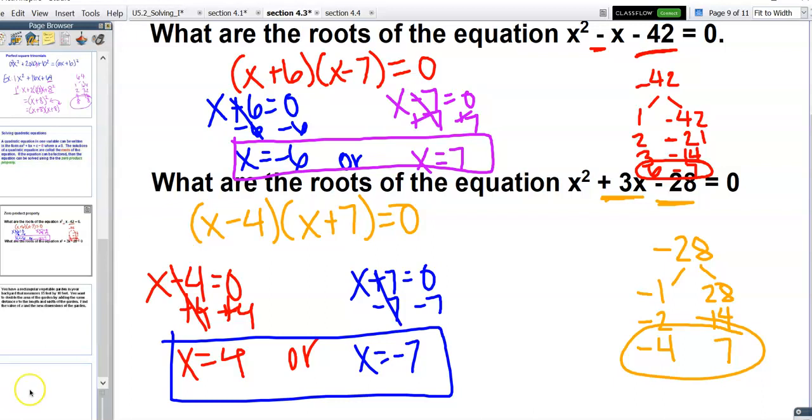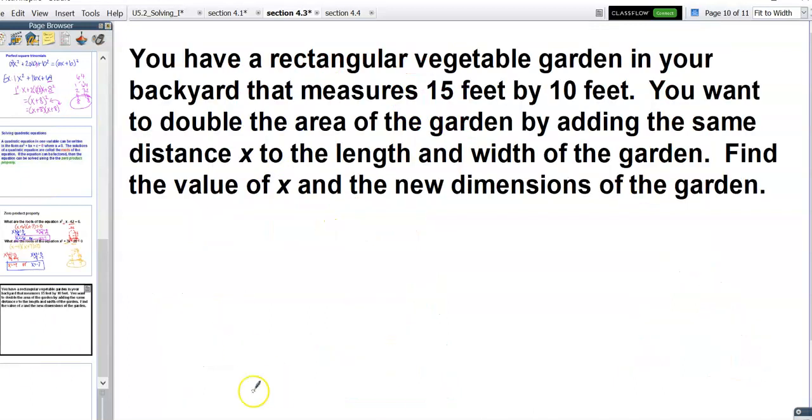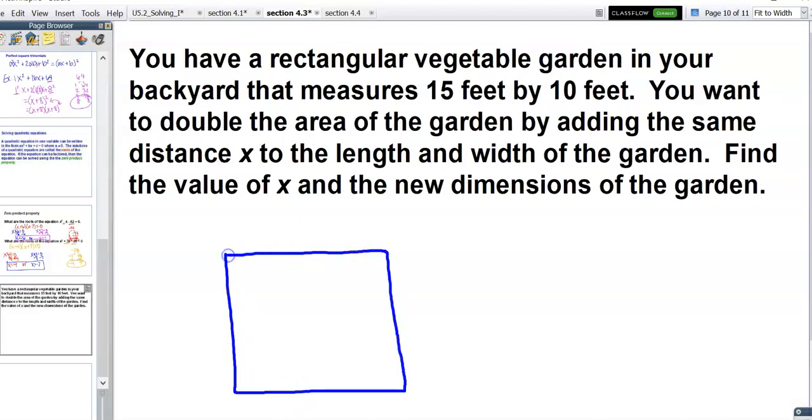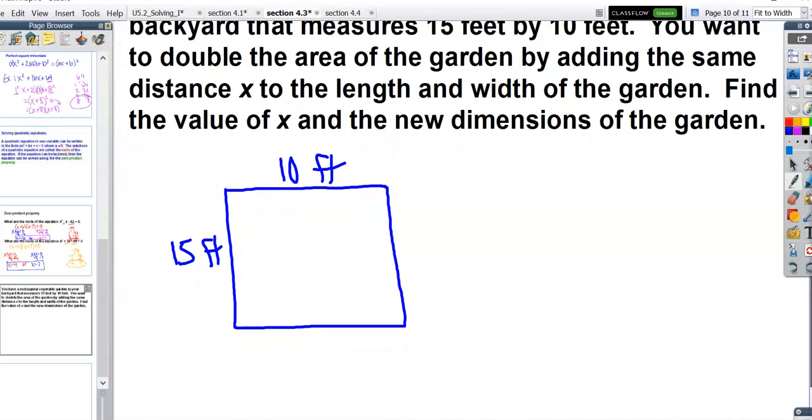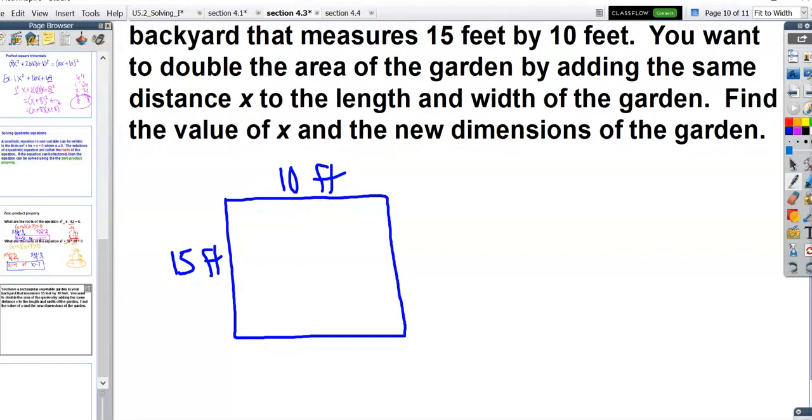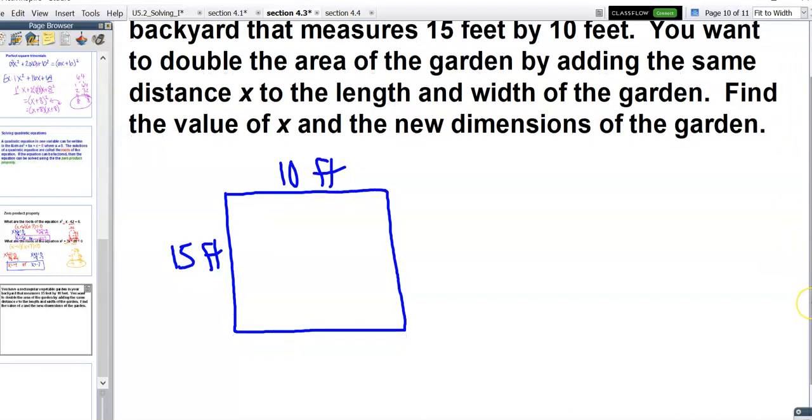All right, last question. You have a rectangular vegetable garden in your backyard, and it measures 15 by 10 feet. I always like to draw the pictures as I'm going, because it helps me to visualize it. You want to double the area of the garden by adding the same amount to each side, or the same distance to the length and the width. What's the value of x, and what's the new dimension of the garden?